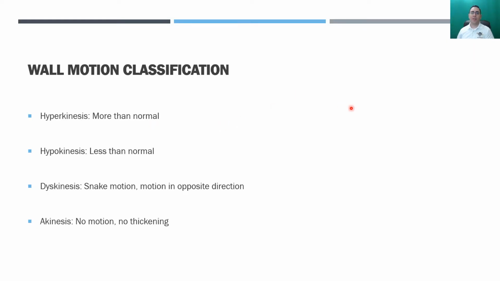Well, motion classification, we can use the term hyperkinesis. That means that segment is just moving more than normal. Hypokinesis means it's moving less than normal. Dyskinesis means a snake motion or motion in the opposite direction, something like this. It's more disorganized. I think it's a little bit easier to notice if you have good eyes, right? And you've been practicing this for a long time. And the other term is akinesis, which basically is no motion, no thickening, all right? So it's like frozen right in there, so the segment or segments are not moving at all.